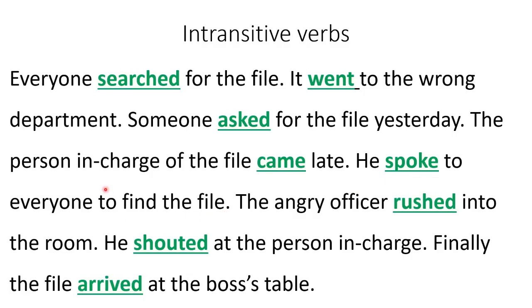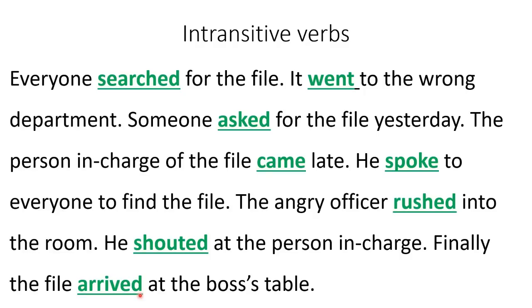To find the file. To find is a verb, but it is non-finite. The angry officer. Now you have three words for the subject. Rushed. Again, we cannot say rushed the room. So we have to put the preposition into. Rushed into the room. Then he shouted. We cannot say he shouted the person in charge. We have to say he shouted at the person in charge. Therefore, the preposition at is added. A preposition is like glue. It's like gum. It sticks.